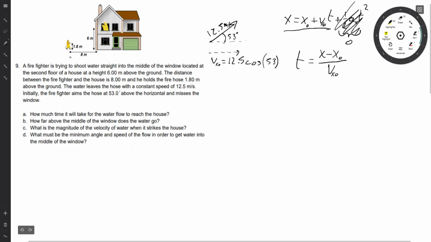We can say that our initial position in the x direction, this location here, where the firefighter is, we'll call that 0. And actually, let's set up our coordinate plane so we know that the upwards positive direction is y, and the horizontal positive direction is to the right. So upwards is positive and to the right is positive. So our initial position here in the x direction is 0, and our final position over here in the x direction is going to be 8 because this is 8 meters away.